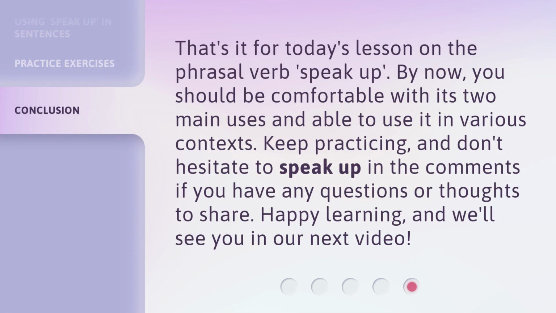That's it for today's lesson on the phrasal verb, speak up. By now, you should be comfortable with its two main uses and able to use it in various contexts.